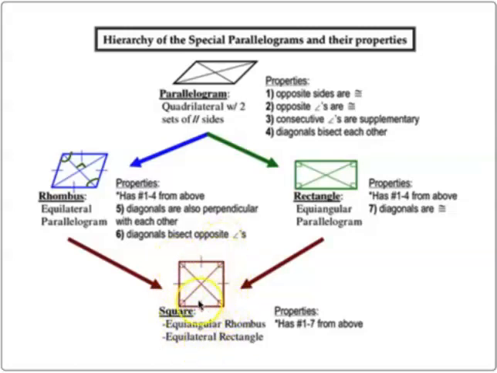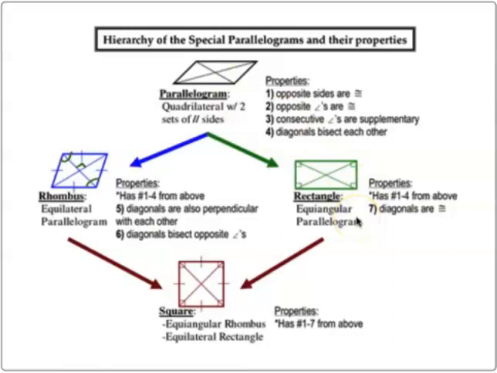So technically, a square can be considered a rectangle because a square has all the properties of a rectangle. A square can also be considered a rhombus because a square has all the properties of a rhombus. And then a square is a type of parallelogram because it has all the properties of a parallelogram. Opposite sides are congruent, opposite sides are parallel, opposite angles are congruent, and the diagonals bisect each other. So technically, a square is a rhombus, a square is a rectangle, and a square is a parallelogram. A rhombus is technically a parallelogram, and a rectangle is a parallelogram.